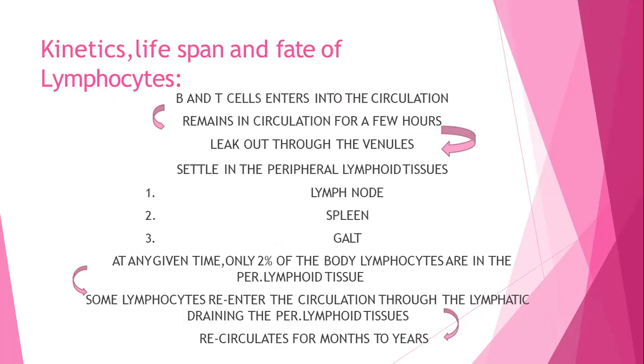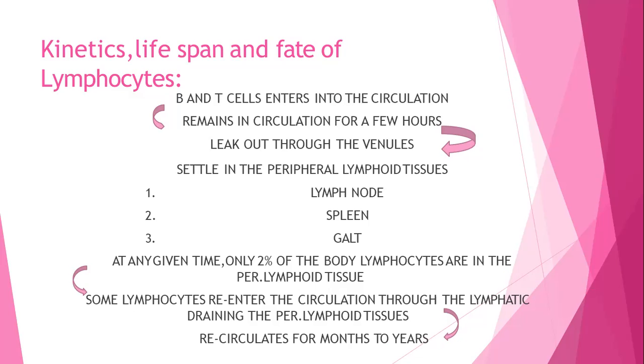The B and T cells enter into the circulation and remain in circulation for a few hours. Then they leak out through the venules, then settle in the peripheral lymphoid tissues. So these are the secondary lymphoid tissues which we have seen in the sessions of immunity: lymph nodes, spleen and GALT. At any given time, only 2% of the body lymphocytes are in these lymphoid tissues. Okay, peripheral lymphoid tissues. So only 2% will be there.